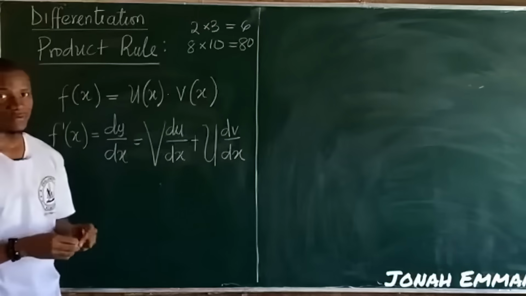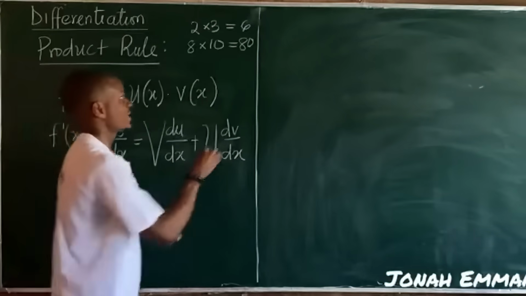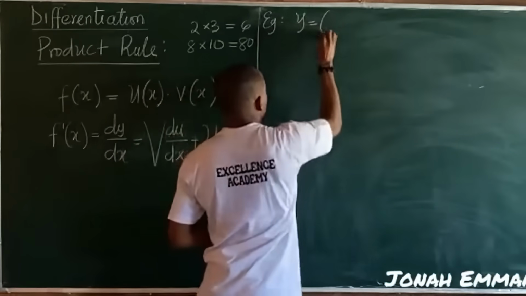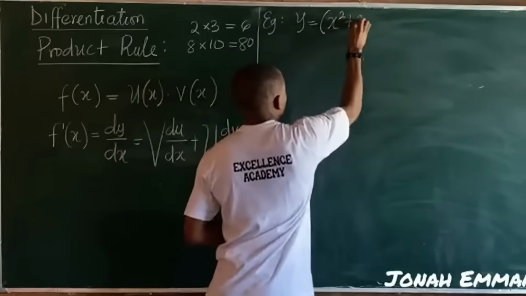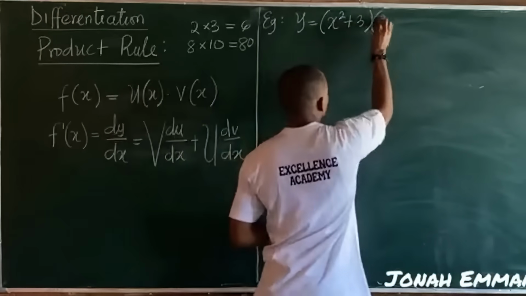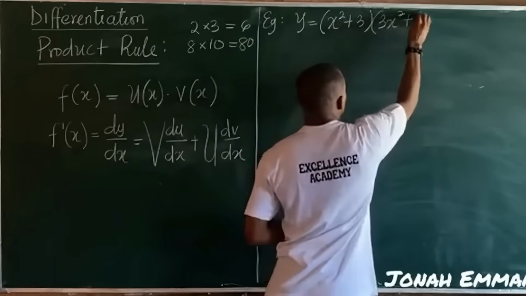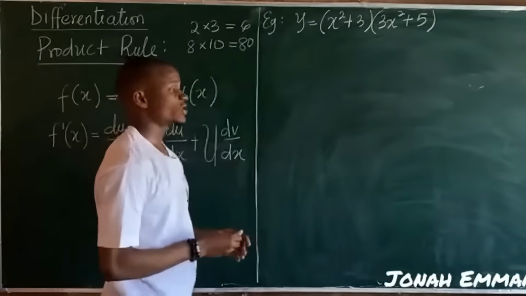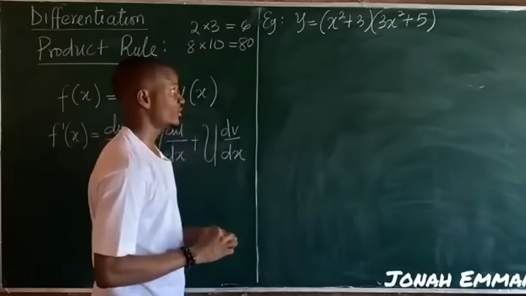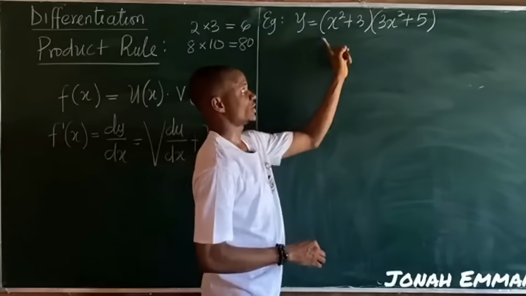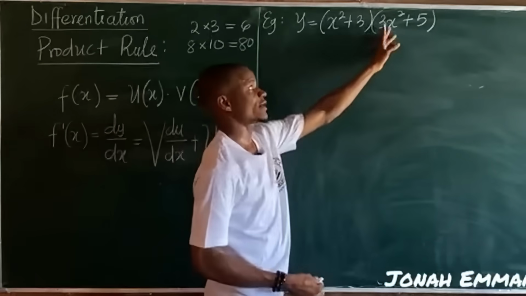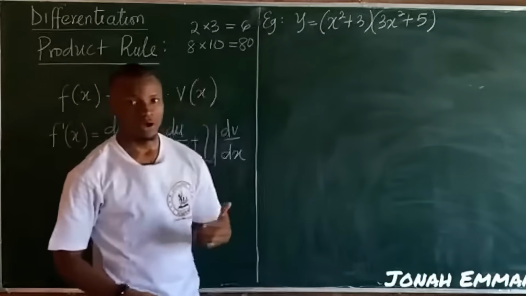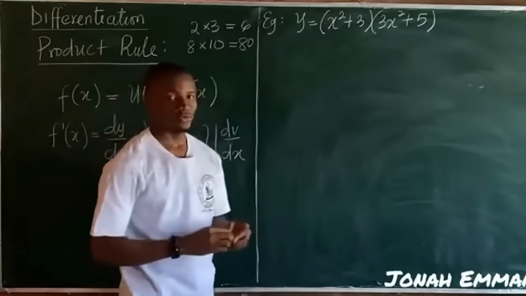We'll take a typical example and look at how this works. So for example, let's say I have y being equal to x squared plus 3 all into 3x squared plus 5, for instance. Right, so this becomes a product rule differentiation question, because you can see that x squared plus 3 is multiplying 3x squared plus 5. So this is multiplying this. Since they are multiplying, it becomes a product rule differentiation problem.